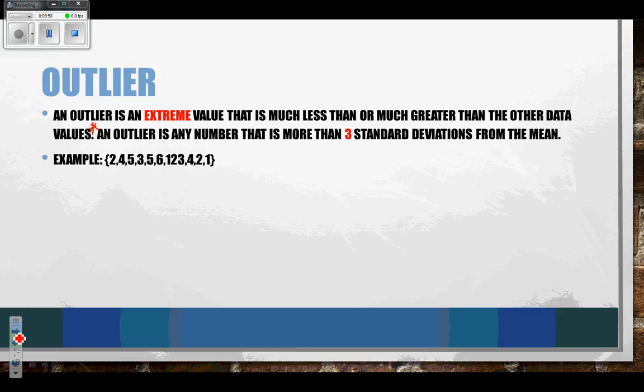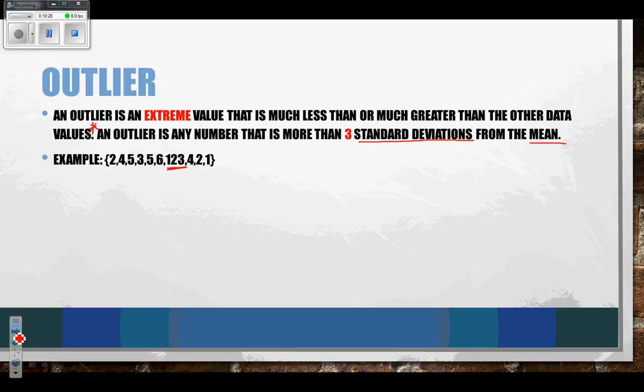So let's look at this example. 2, 4, 5, 3, 5, 6, 123, 4, 2, and 1. So we're looking at 123. 123 is a lot bigger than the rest of those numbers. So to find out if 123 is truly an outlier of this data set or not, we have to prove it. So I need two things. I need to know what the standard deviation is and what the mean is.